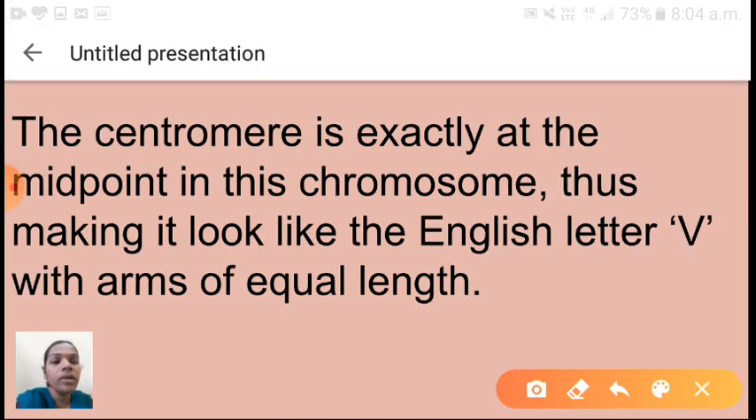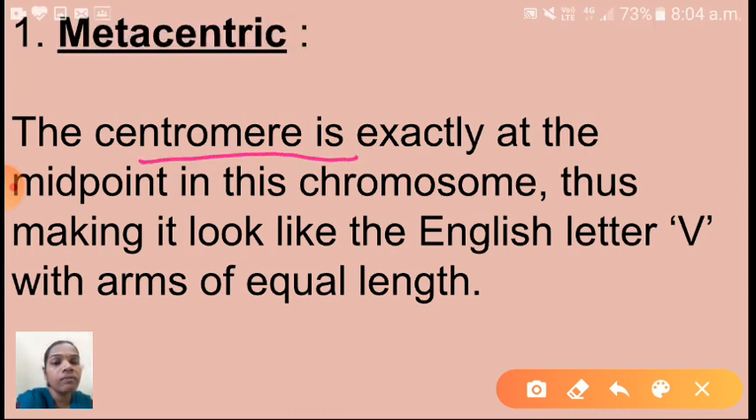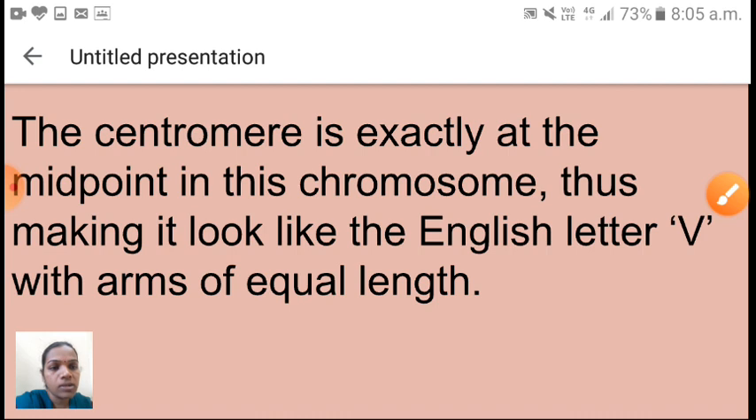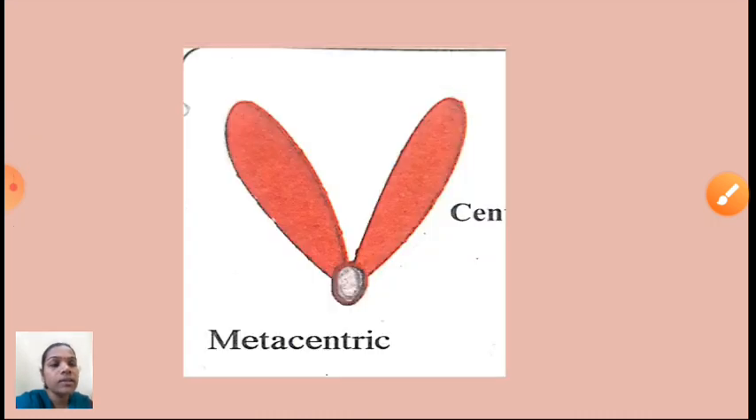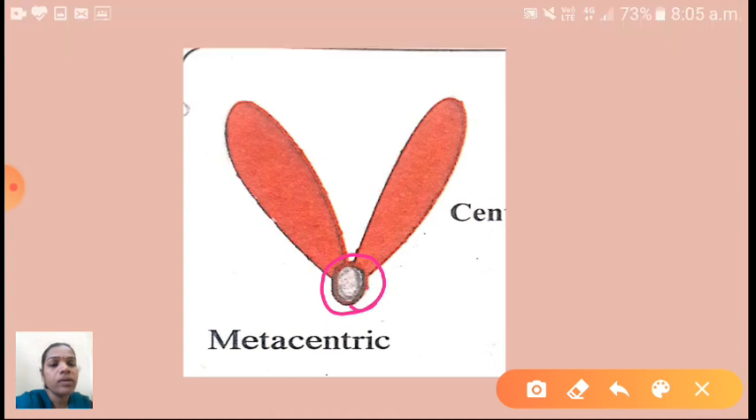Already I told you that the position of the centromere is different in different chromosomes. In the metacentric chromosome, the centromere is exactly at the midpoint of this chromosome, thus making it look like the English letter V with arms of equal length. See here, children, this is what? This is the centromere. Where is it present? Exactly at the midpoint. And it looks like what? English letter V.